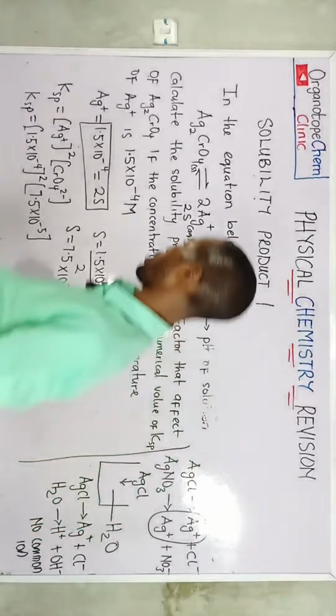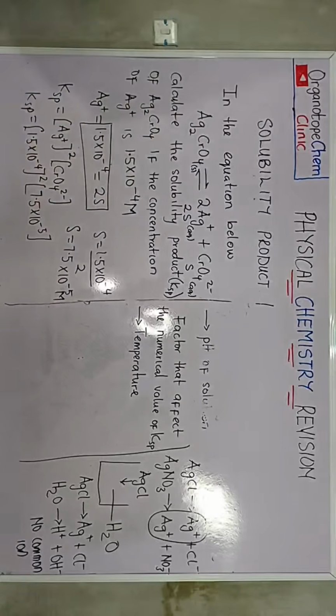1.5 times 10 raised to power minus 4 squared. What is the value? Drop that in the chart. 1.5 times 10 raised to power minus 4 squared. Then you multiply with 7.5. What is the final answer? Please confirm this answer. We're having 1.69 times 10 raised to power minus 12.